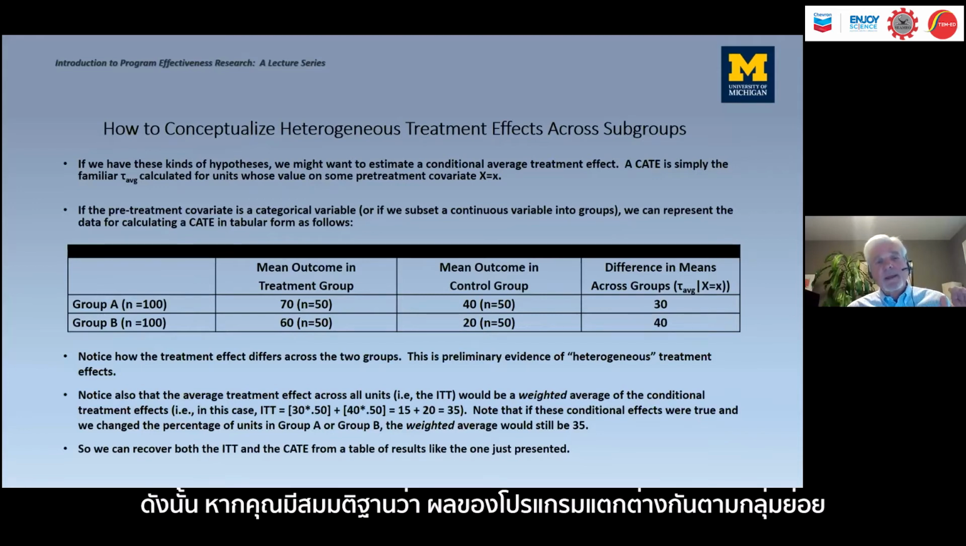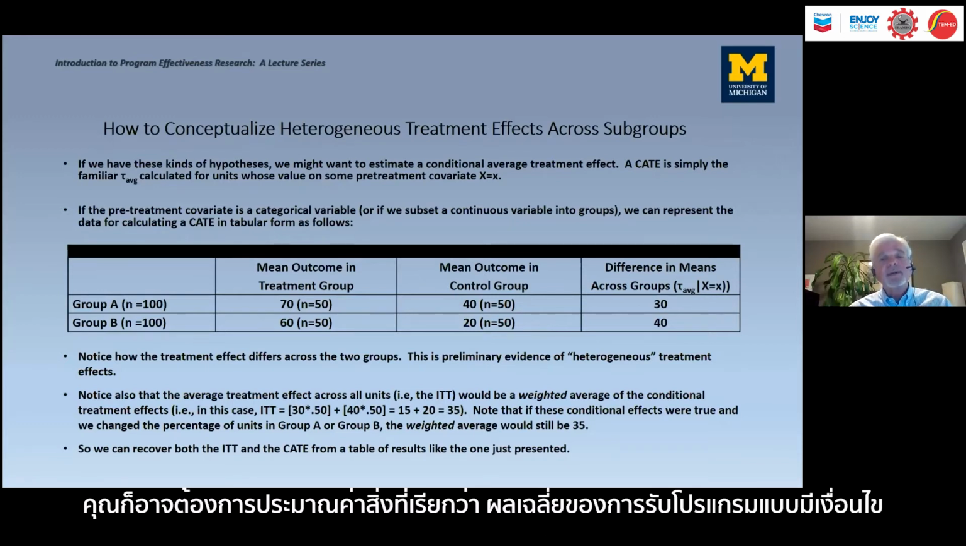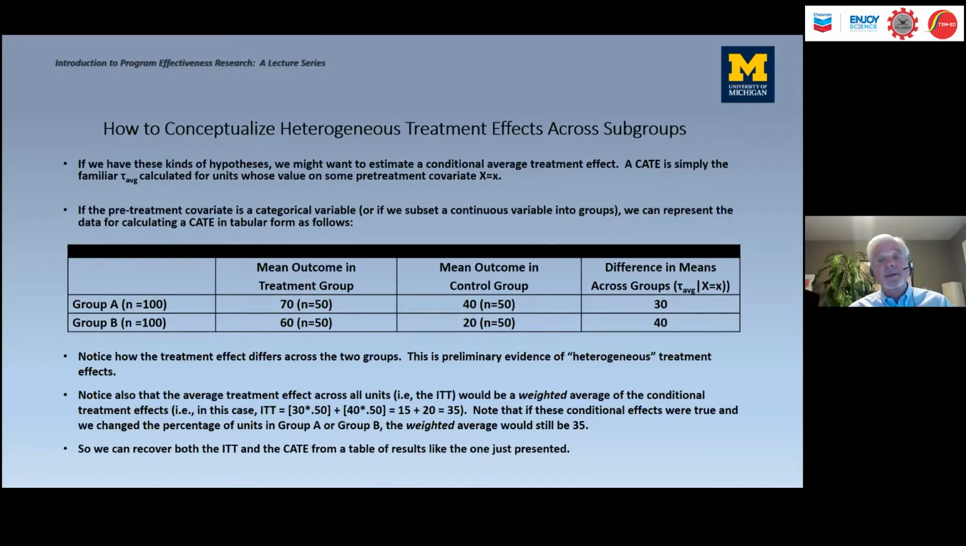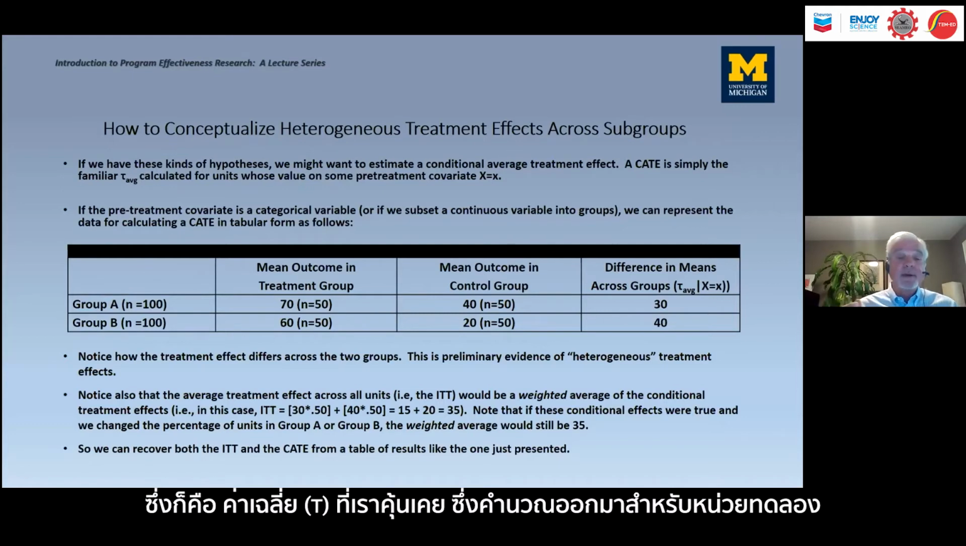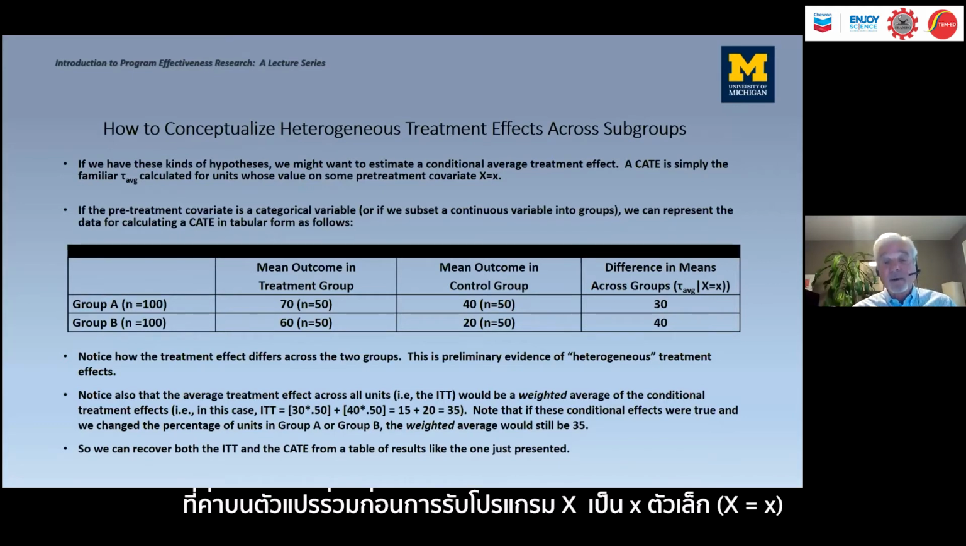If you have hypotheses that treatment effects vary across subgroups, then you might want to estimate what's called a conditional average treatment effect. That's simply the familiar tau average calculated for units whose value on some pre-treatment covariate X is small x.